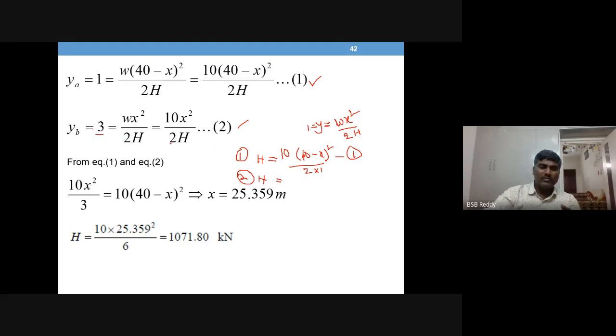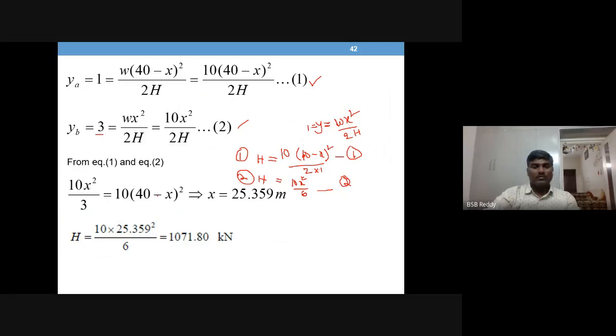So 3 comes down, will be 6. So 10x square by 6 is the equation 2 modified. Now the left hand sides are equal, so you equate these two. That is what we have done.